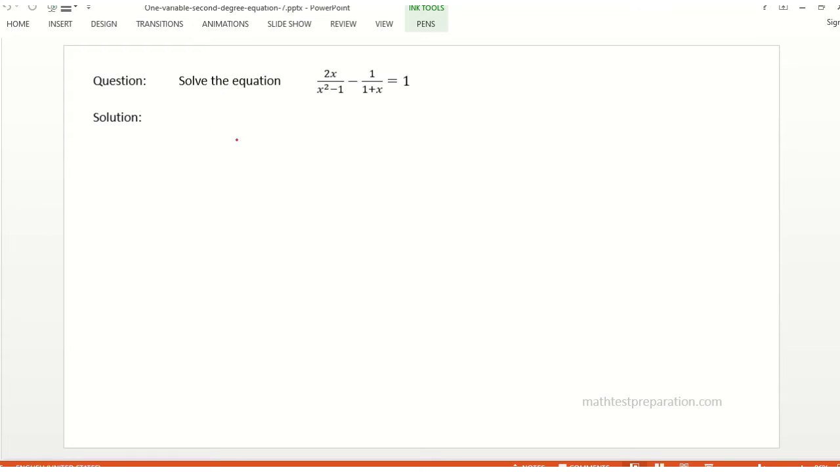In this lesson, I'm going to talk about fraction equations. The question is, solve the equation. First step, we need to remove the denominator.